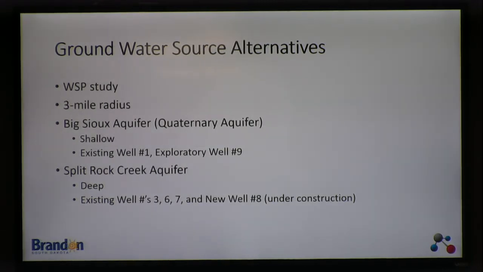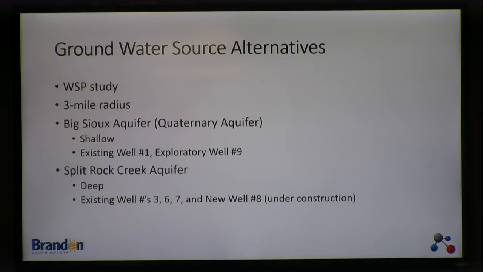So the next part is to look at the source alternatives. And WSP, which was our sub-consultant, did a study, basically focused on a 3-mile radius of Brandon, looked at the aquifers, the availability of water, and so forth, and came back to the Big Sioux Aquifer, which they call the Quaternary Aquifer. And Sir Jay, you would know the history of Quaternary versus other types of geology. I have no intention to bring you in on this, but anyway, it's a name. I call it the Big Sioux Aquifer because that's familiar to me.